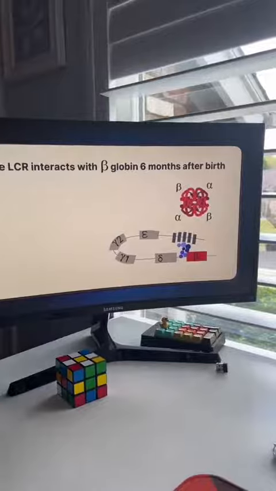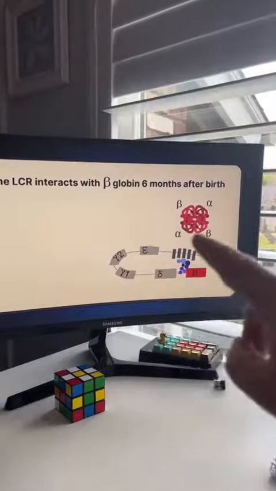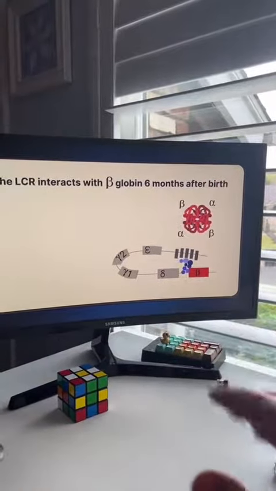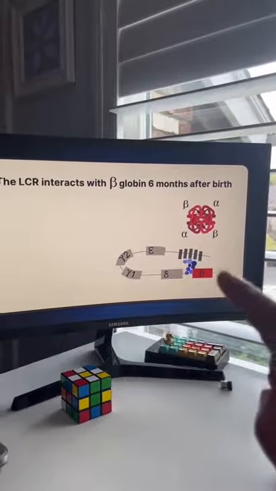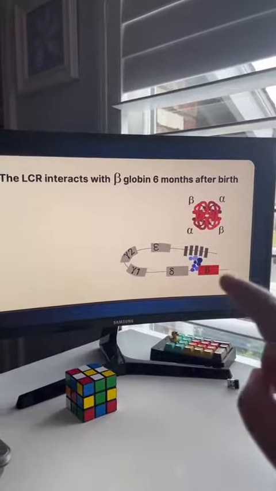Then, later in adulthood, the 3-dimensional structure shifts once again, starting from about 6 months after birth, and in adulthood, we are mostly expressing beta globin. That is an excellent example of our epigenetics.